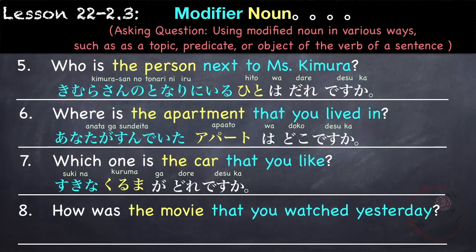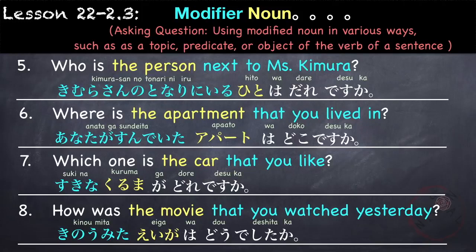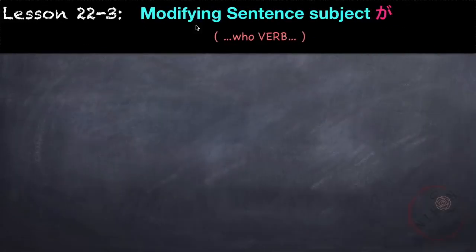How was the movie that you watched yesterday? 昨日見た映画は How was? どうでしたか？昨日見た映画はどうでしたか？So next is if the modifying sentence has a subject, or we can say the doer of the action, that subject is marked with the particle ga.